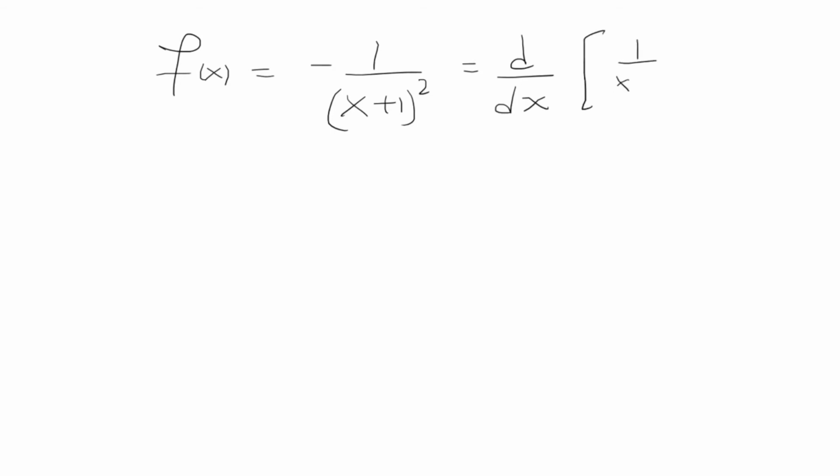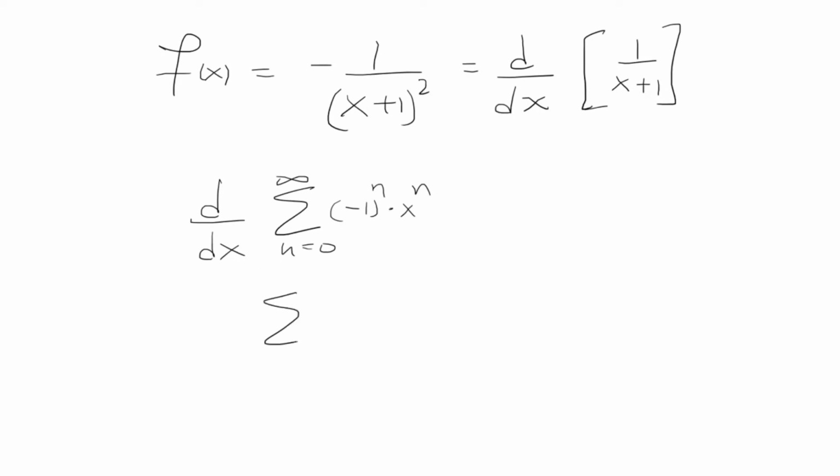Now, g of x is equal to negative 1 over x plus 1 squared. And it says that this is the derivative of 1 over x plus 1. For this, we're going to rewrite 1 over x plus 1 as the sum from n equals 0 to infinity of negative 1 to the n times x to the n.